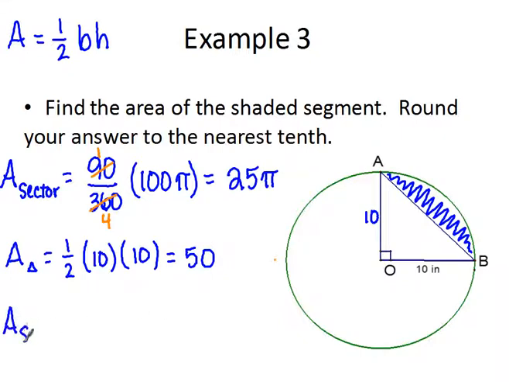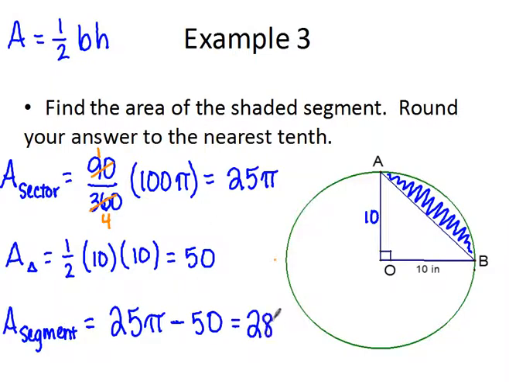So then to get the area of the shaded segment of the pizza crust, we take what we found for the sector, minus the triangle. So we're going to type that in our calculator. We get 25 pi minus 50, and we get 28.5 inches squared. And that's the area of that pizza crust that they cut off and waste away. Okay, let's try one more just to make sure.